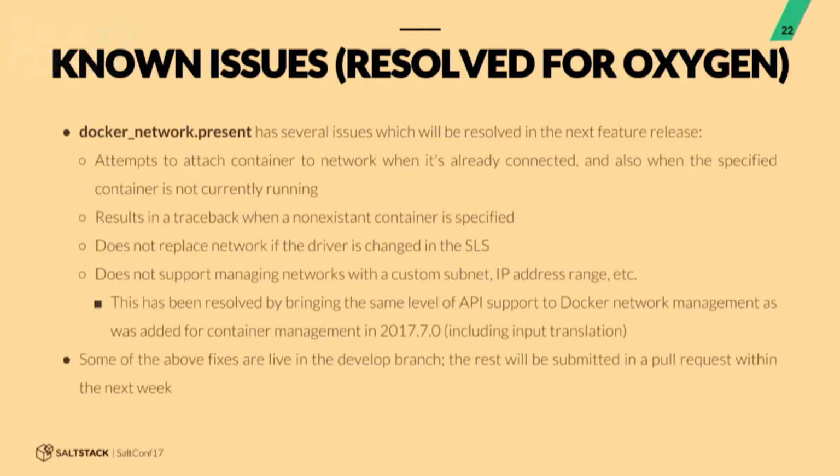Some of those fixes are actually already present. If you are running from the develop branch right now, you'll be able to configure some of the IP management stuff, like IP range and subnet. But some of the other things, like whether or not the network is restricted to internal connections only, things like that, that are supported in the API but not supported currently in Salt, will also be supported for Oxygen.